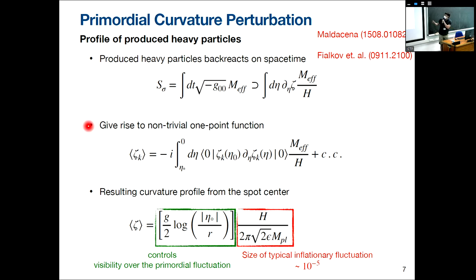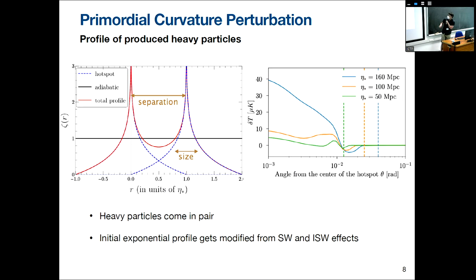I will skip all of those profile details. The bottom line is that it gives an exponential shape, because the particle gets produced and then back-reacts on the spacetime and curves it. Once we calculate this, it gives a non-trivial rise to the one-point function, which later gets reduced into the exponential-like profile.